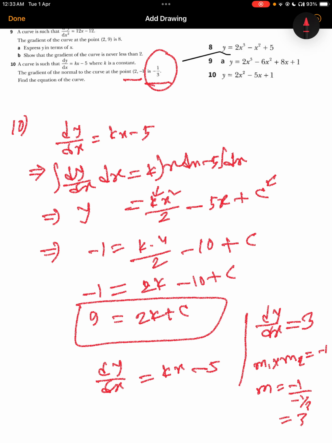The equation has been given as a tangent, so we have to use it as a tangent. So this is 3, and (2, -1) is the point through which the tangent and normal are going. We can put the values here. The x value is 2, so 2k - 5 = 3, so 8 = 2k, so k is equal to 4.